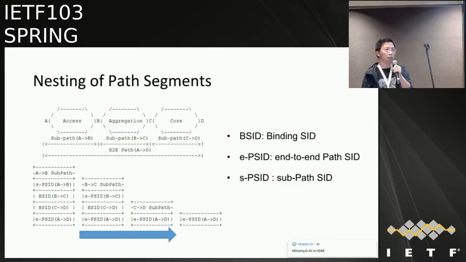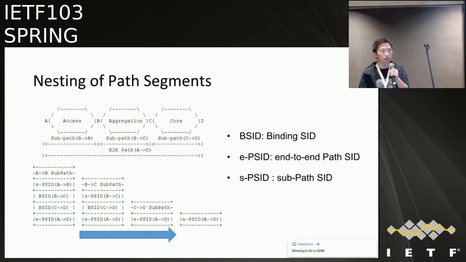And for each subpath, it can be allocated one path segment and one binding SID. You can see that at the ingress, only the segment list of the first subpath needs to be inserted, followed by the binding SID. And the end-to-end path segment follows the last binding SID. With this way, we can see that the depth of the label stack can be reduced. At the same time, both subpath monitoring and end-to-end monitoring can be supported.